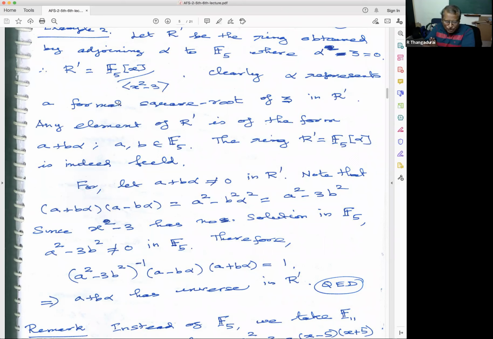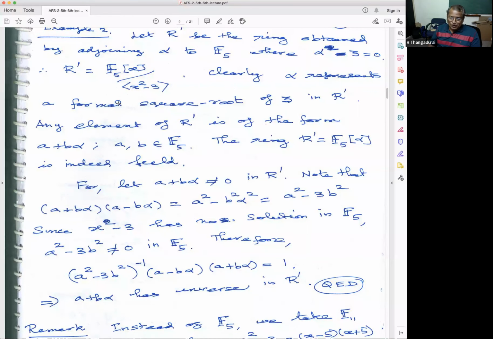So we start with a non-zero element a plus b alpha in R prime, and look at the product of the 2 elements, a plus b alpha times a minus b alpha. This is the same as a square minus b square alpha square. Alpha square is nothing but 3. Therefore, this is the same as a square minus 3b square, where a and b are coming from the finite field F5. So a square minus 3b square is a non-zero element in F5.